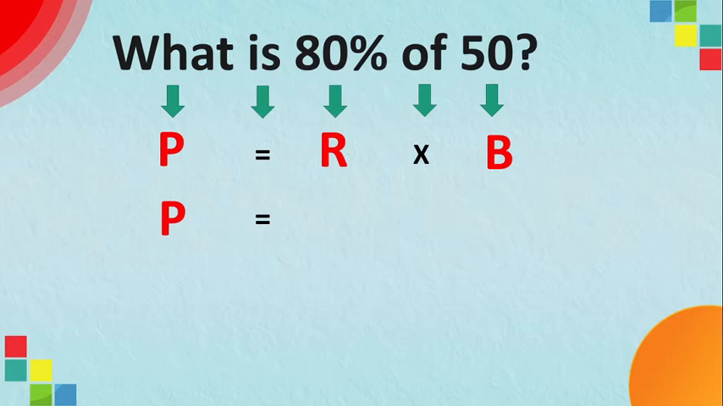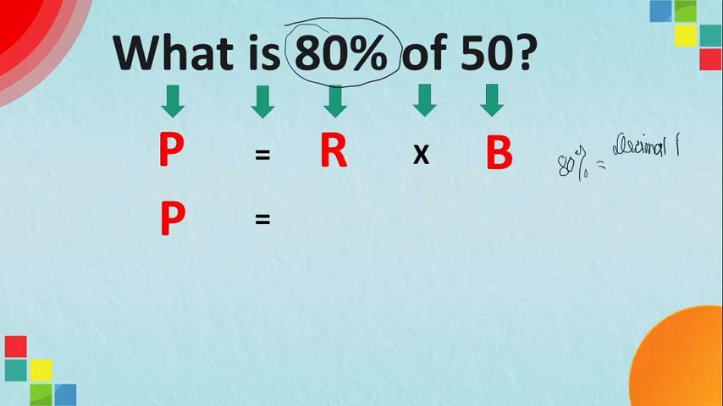Since percent means per 100, we can write 80% in decimal form, fraction form, and ratio form. This time, we will be expressing 80% as a decimal. How do we express 80% as a decimal? Since percent means per 100, all we have to do is divide 80 by 100.